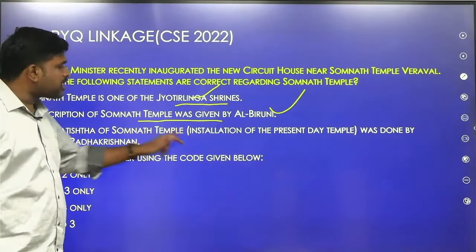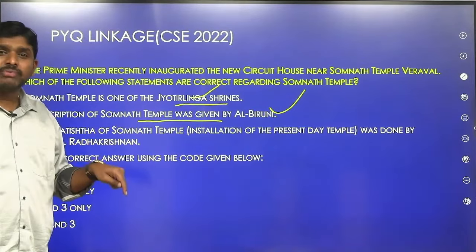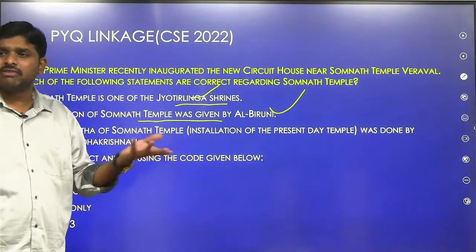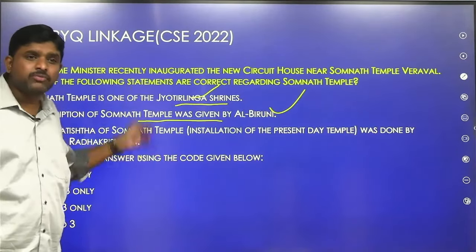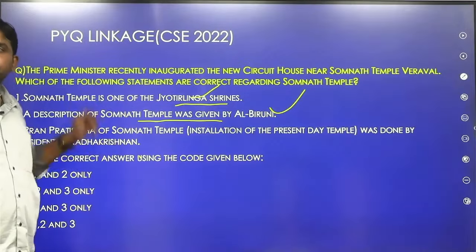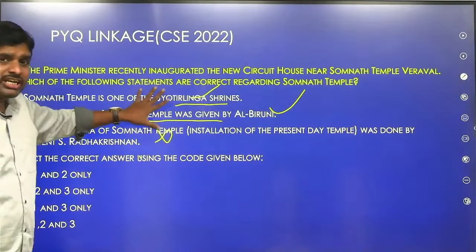The Prana Pratishtha of Somnath temple was done by President S. Radhakrishnan. We don't know the meaning of Prana Pratishtha, but for the last 20-30 days we are listening about it. What is that Prana Pratishtha? The same term was used for Somnath temple. It was not S. Radhakrishnan, it was Rajendra Prasad. So this is wrong.